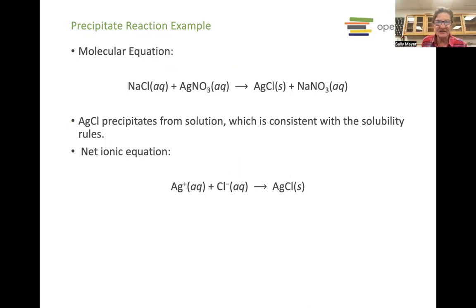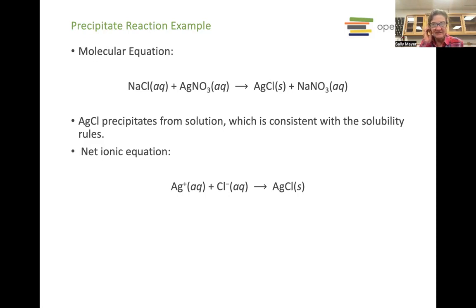This is just another example. This one I will do in class. I like this example. So sodium chloride plus silver nitrate. The silver, if you look back at your solubility table, is an exception to the halides being soluble. So when the Ag plus sees Cl minus, water can't keep them apart. And so you get AgCl solid, silver chloride solid.